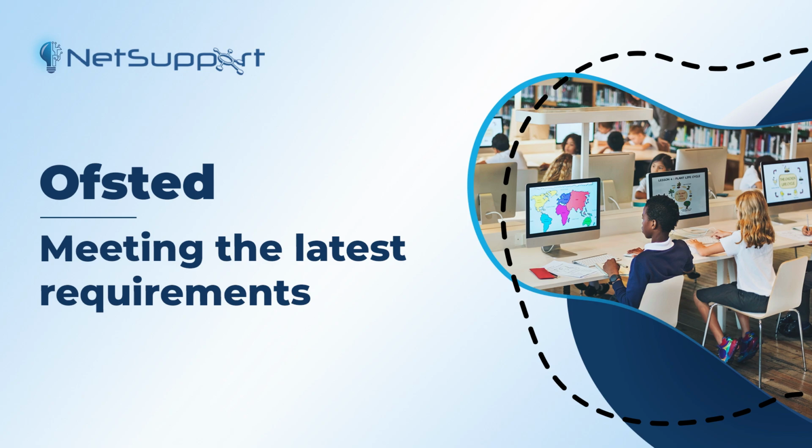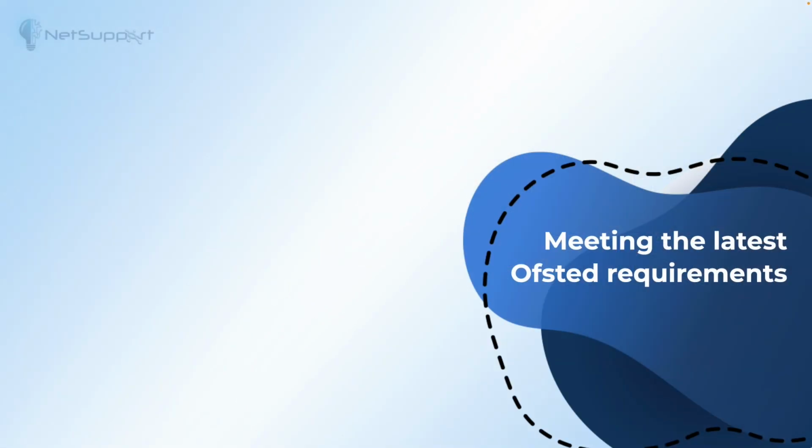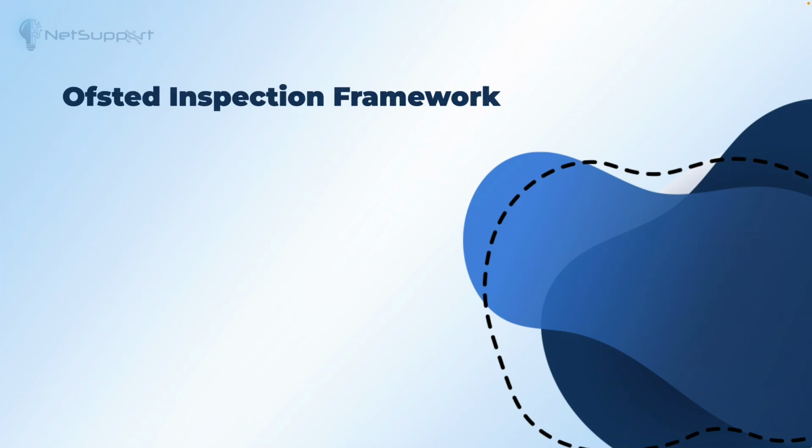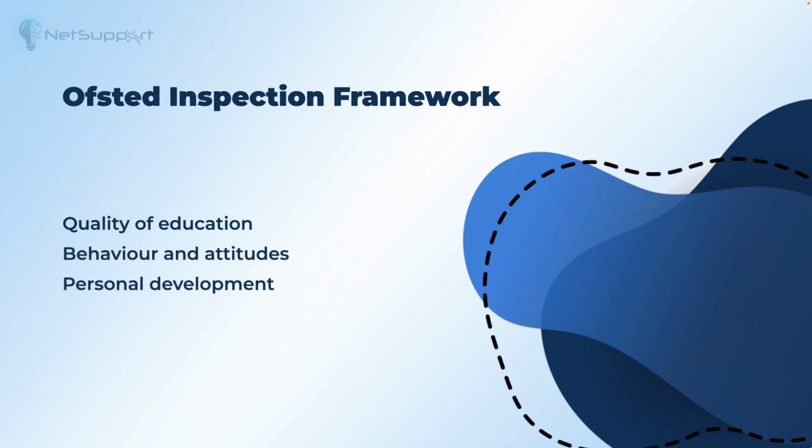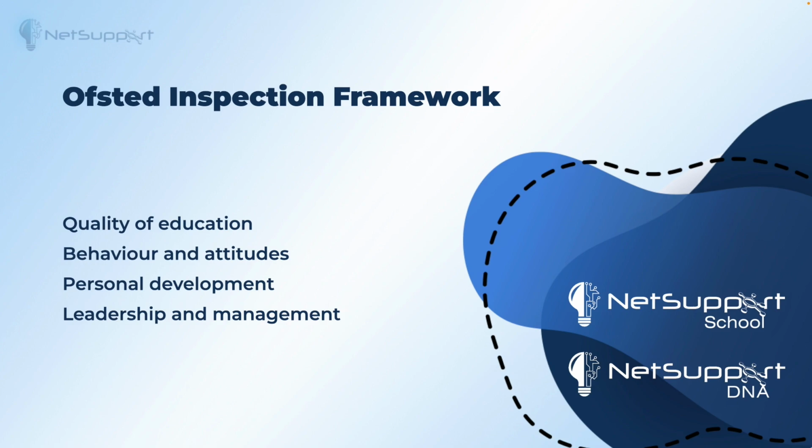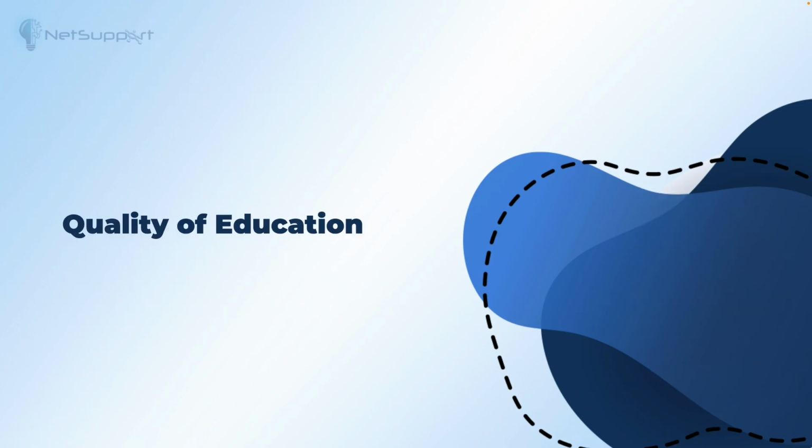Welcome to this video where we explore how NetSupport software helps meet the latest Ofsted requirements. Now, we know within the Ofsted inspection framework there are 4 key areas for inspection. First of all, we have quality of education, then behaviour and attitudes, personal development, and leadership and management. Our tools NetSupport School, NetSupport DNA, and classroom.cloud can help you achieve many of the required elements within each of those 4 areas. First of all, let's explore quality of education.